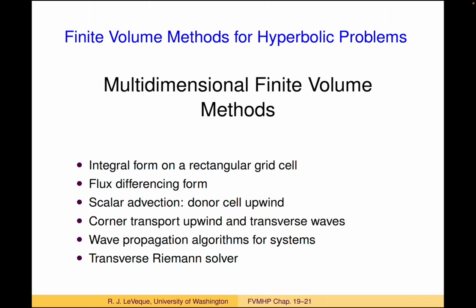So we'll first look at how a basic flux differencing conservative method in 2 dimensions is derived from the integral form of the conservation law, and then look a bit at scalar advection first, and then look at the generalization to a general system of equations and the idea of a transverse Riemann solver that can be used to bring in some more multidimensional information.